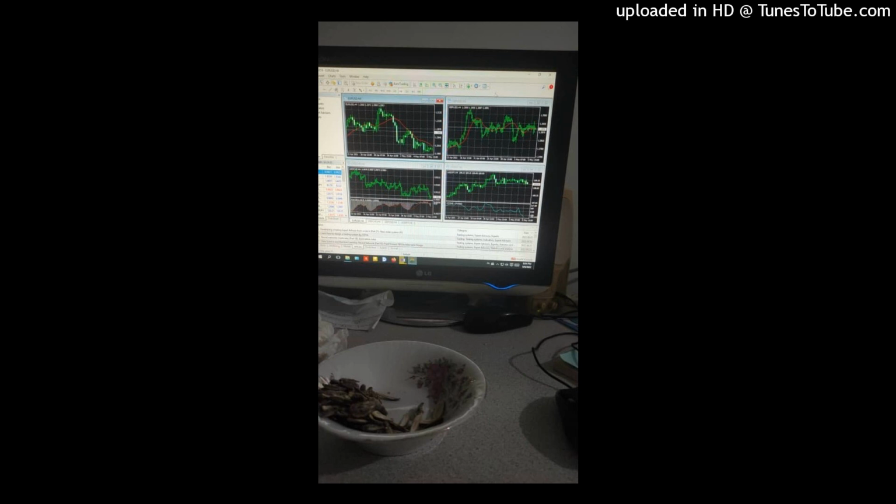So what we can see is the high was formed in London there. The high was formed in London, and then can you see that it's so simple. It's so simple.